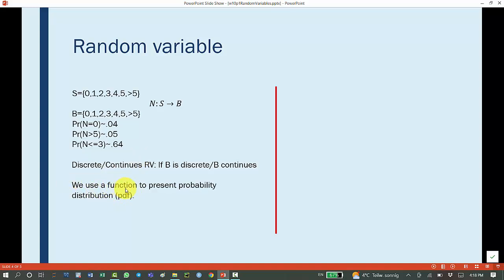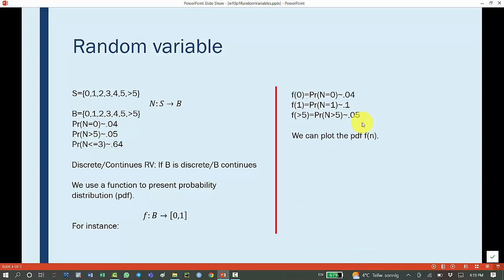We use a function to present the probability distribution of a random variable, which is defined from B, the range of the random variable, to the closed interval 0 to 1, which is the range for the probability function. For instance, f of 0, which is nothing but the probability of N equals 0, is 4%. f of 1, which is the probability of N equals 1, is 10%. f of bigger than 5, the probability that N is bigger than 5, is 5%, and so on and so forth.